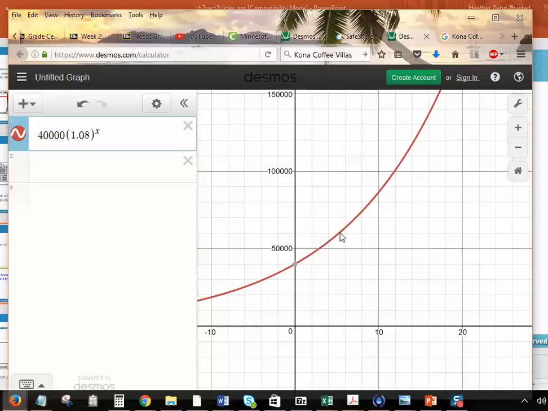Won't it lock in? It won't. How about this point? Will this point lock in? Well, it won't lock for me right now, but I can see that at about 5.3 years, it's at over 60,000, so it must be just under 5.3 years. So maybe 5.2, 5.3, right around there.